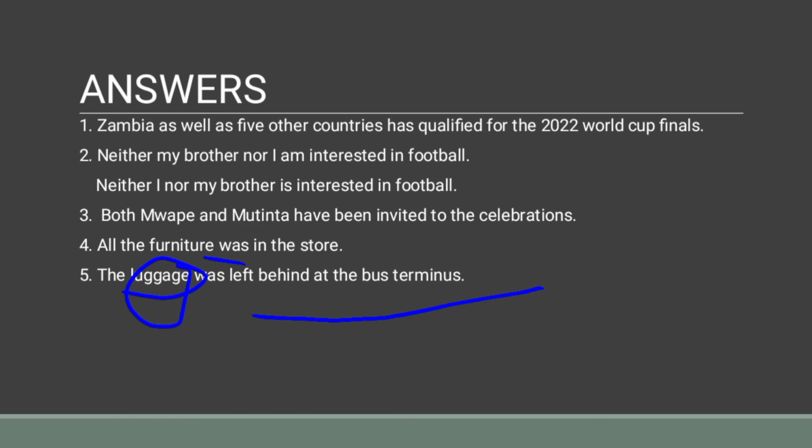Very simple. When you just follow the rules, this is very simple. You don't need to rewrite sentences according to how you feel or how you see them being correct to you. No. Rewrite sentences according to rules.